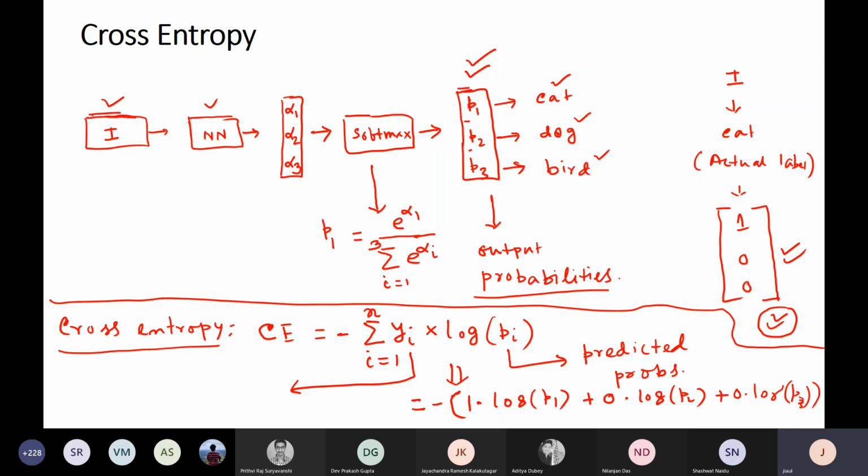So this is, I believe, the most common loss function that we use in training modern deep neural networks. Of course, this is for classification problems. For regression problems, you have to use the squared loss, mean squared loss, something like that.